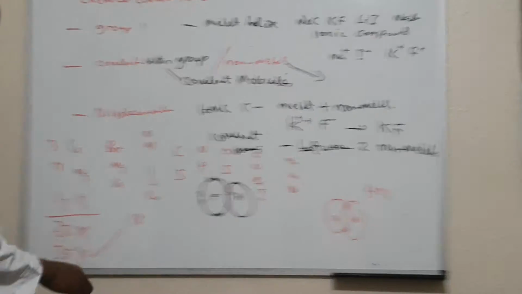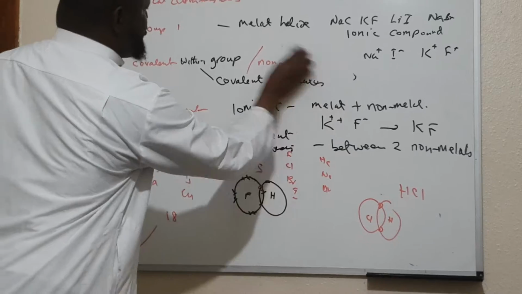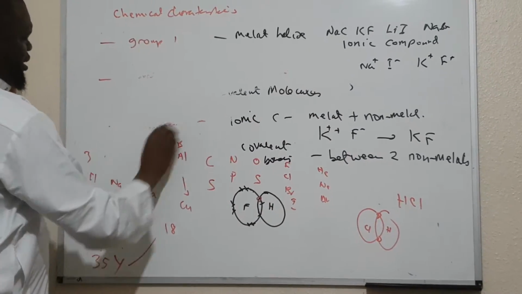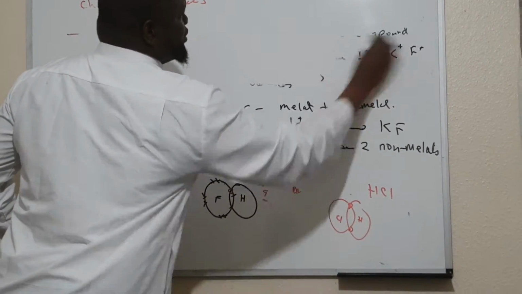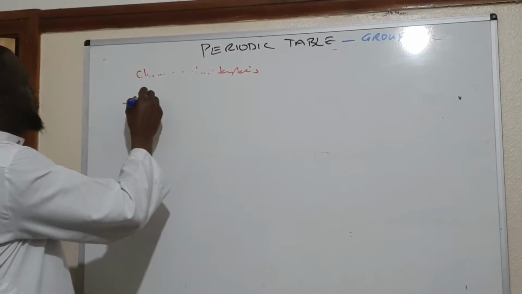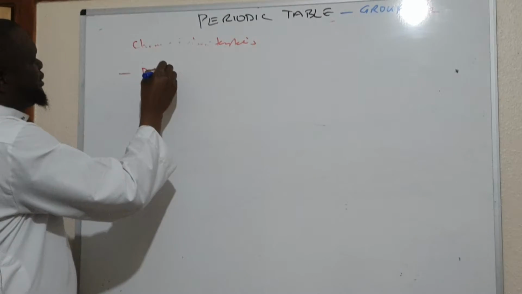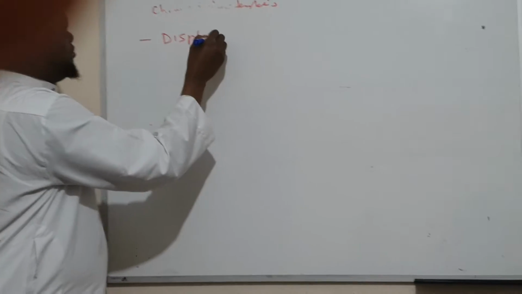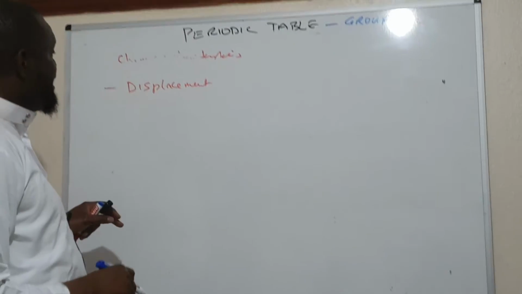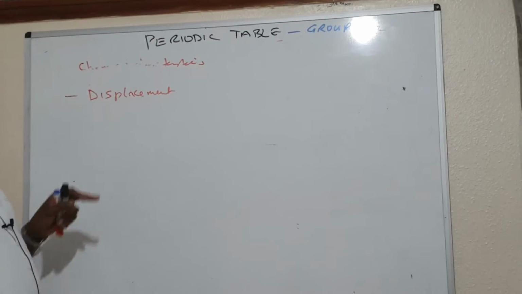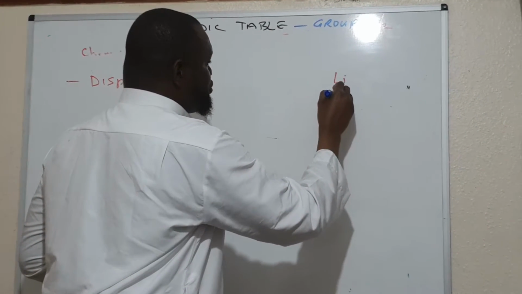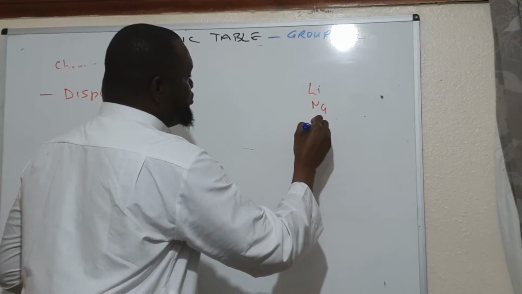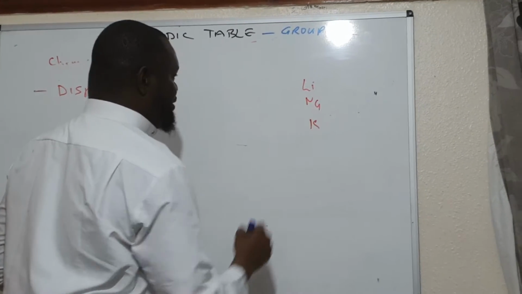Now, I think we have covered all the chemicals except one. I have to clean this so that I can get more space. This one is called displacement. And this happens not only in group 7, but in group 1 also. Let's look at group 1: lithium, sodium, potassium. Let's stop at potassium.